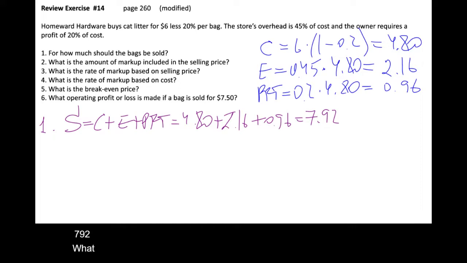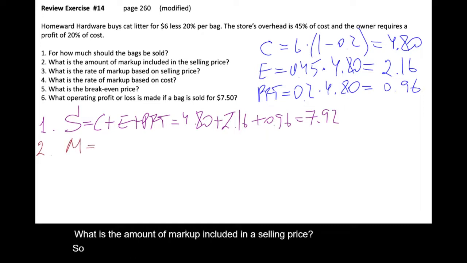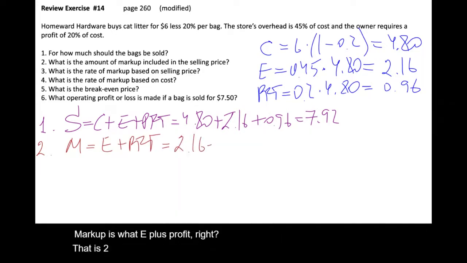What is the amount of markup included in the selling price? So markup is what? E plus profit, right? That is 2.16 plus 0.96. What is it? 3.12.